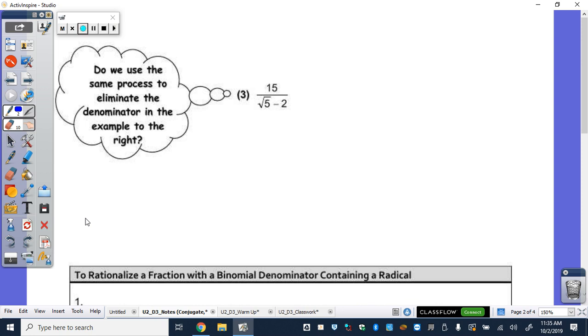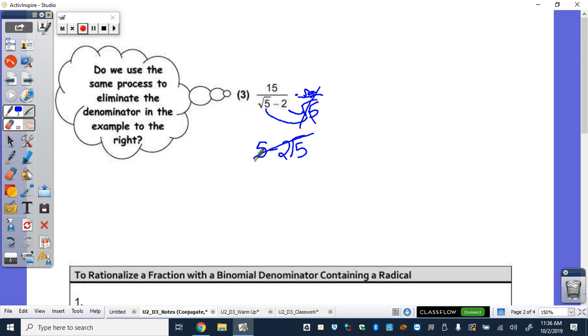What about ones like this, where the radical is not the only thing in the denominator? This time we have radical 5 minus 2. What could we do to get rid of that? Well, let's think here. If I multiply by radical 5 in the denominator, radical 5 times radical 5 would be 5. But when I multiply here, I would get minus 2 radical 5. So does it really get rid of my radical in the denominator? No. Okay.